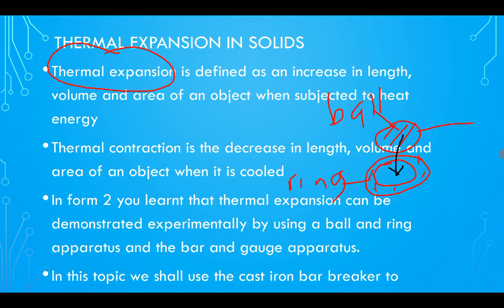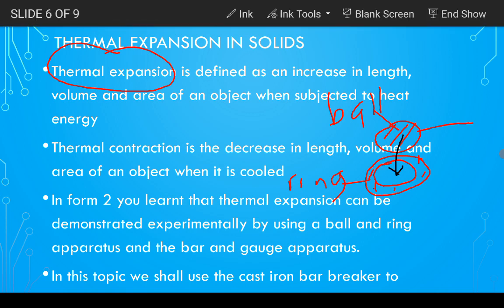Very important. So in this topic, we are going to go on. We are not going to use the ball and ring apparatus or the bar and gauge apparatus anymore, but we are going to use what is called the cast iron bar breaker. So instead of using the ball and ring apparatus, we are going to use another instrument, the cast iron bar breaker, to demonstrate the phenomenon of thermal expansion of solids.